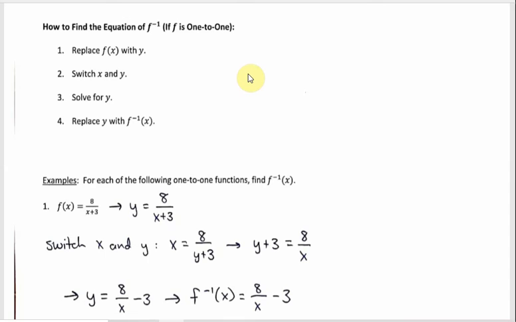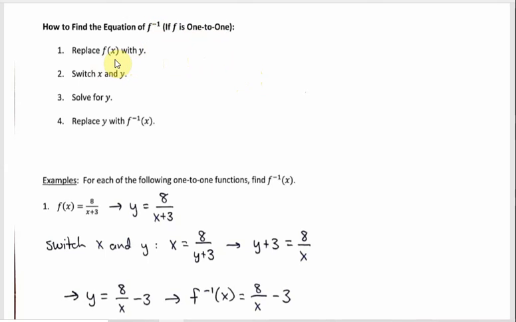So if you have f of x equals whatever, and you've got it written out as a function rather than just as a set of ordered pairs, then how do you find the equation of f inverse? Like, how would you do this? It seems like that must exist. Well, as long as f is 1-to-1, it does. So assuming that f is 1-to-1, this is what you do.